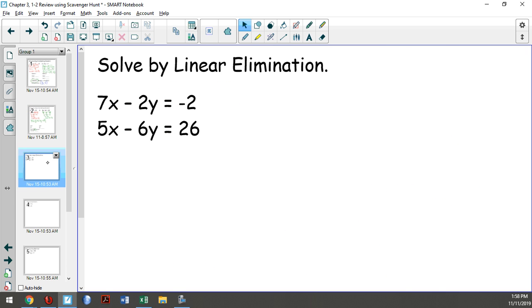Okay, next problem. This problem says to solve by elimination. What is the method of elimination? How did we start that? They had to be what first? They had to be lined up, right? X's over X's, Y's over Y's, equals over equals, and then constant over constant. Then we found the LCMs of the X's and the LCMs of the Y's.